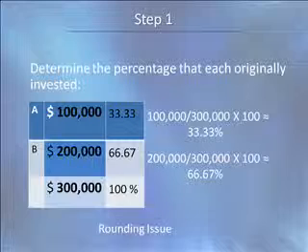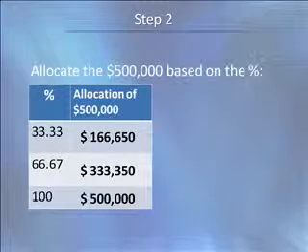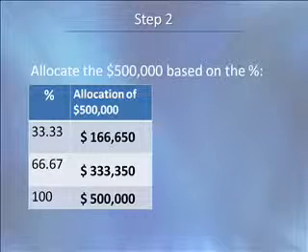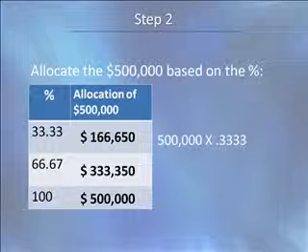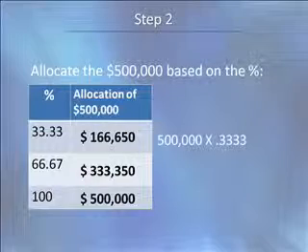There is a rounding issue here. Now we need to allocate the $500,000 based on the percentages determined in step 1. Friend A has 1/3, 0.3333, 33.33%. Multiply that by 500,000, and friend A is allocated 166,650.